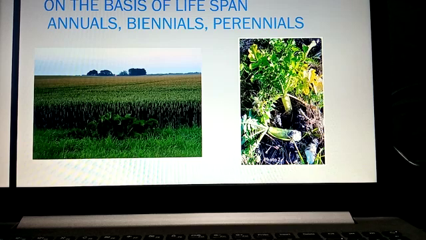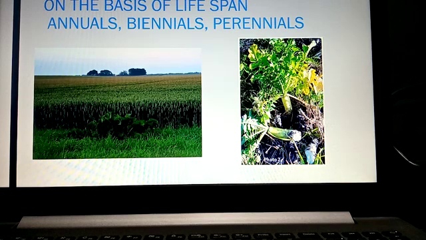The second one, what you can see here, are the examples of biennials. These plants live for 2 seasons. In the first year they have vegetative growth. They just grow in the first year, and in the second year they start bearing the flowers and the fruits. Okay, so the examples of these biennials are carrot, radish, turnip. Okay, all these are other examples. Here you can see the picture of a radish. So this is an example of a biennial.